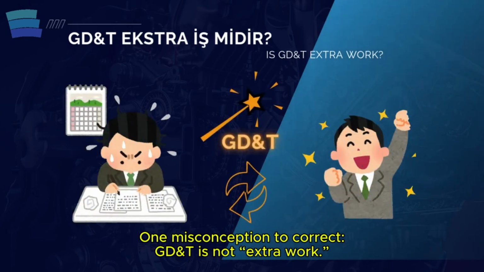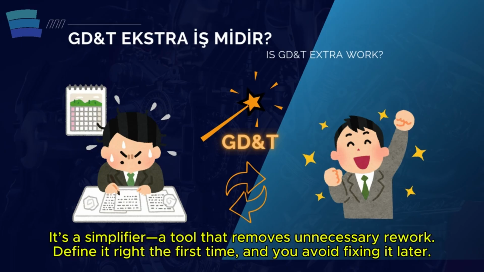Let's correct a common misconception. GD&T is not extra work. On the contrary, it is a clarification tool that reduces unnecessary work. It defines the job correctly from the start and reduces the need for fixing things later.